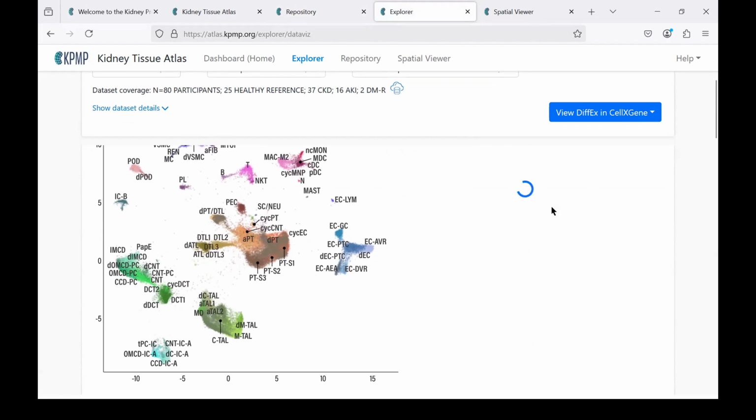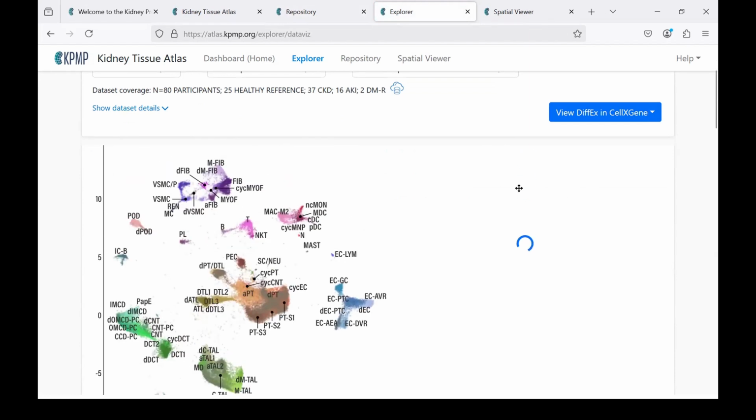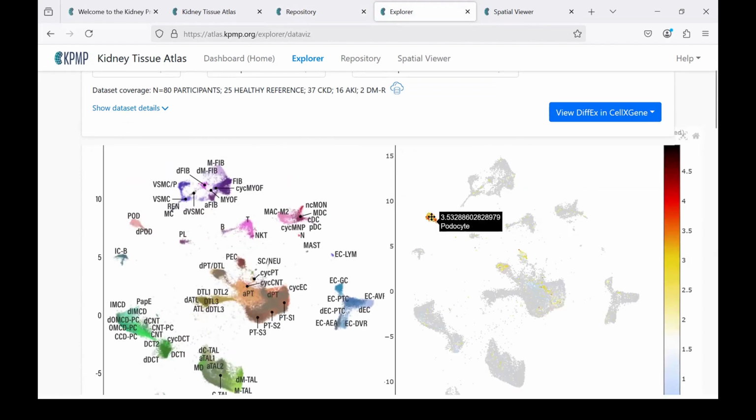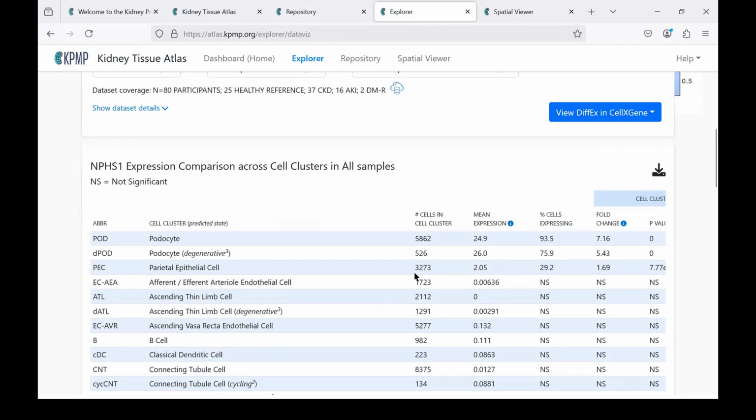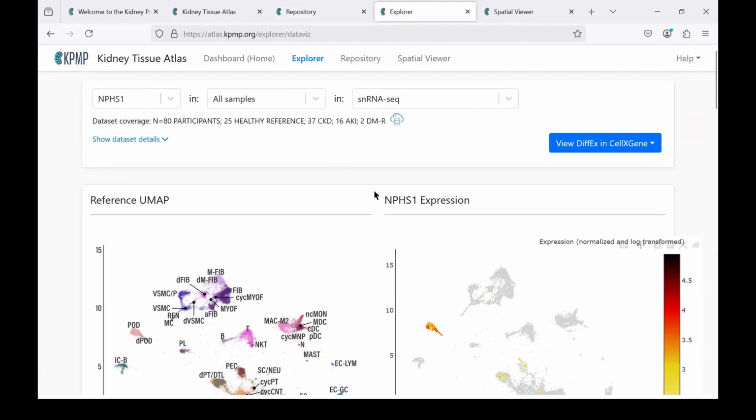Here it is loading the single cell expression. So you can see that it is mostly expressed in podocytes, as you expect. Some of the degenerative or injured cell types also express it to a smaller extent. And then there are some statistics across cell types. So you can use this to investigate particular genes across all the different technologies. This allows for a more quick exploration.